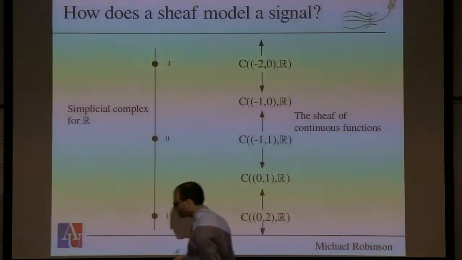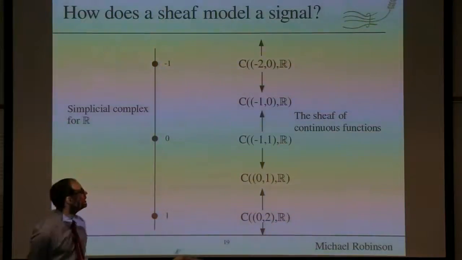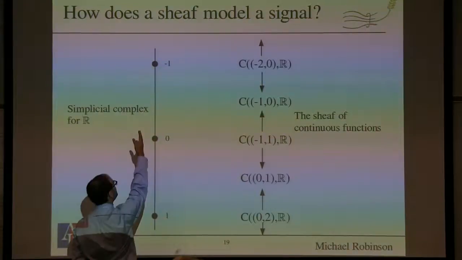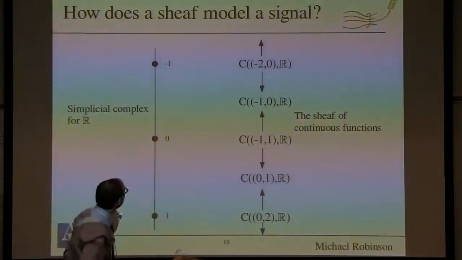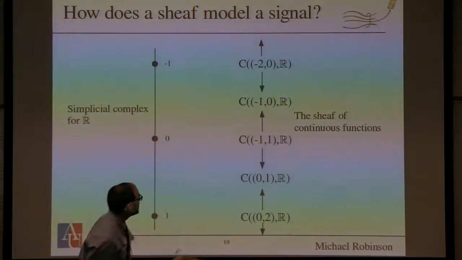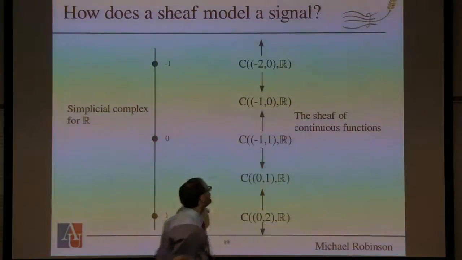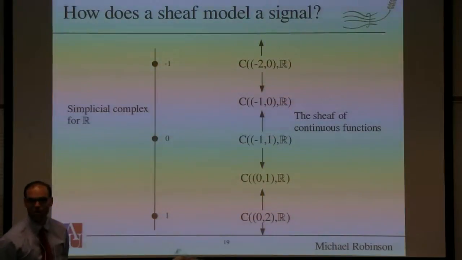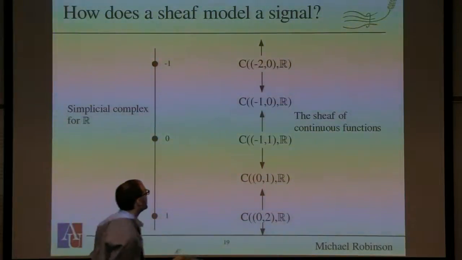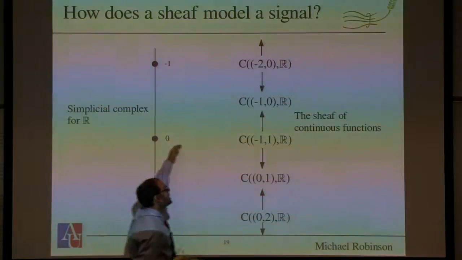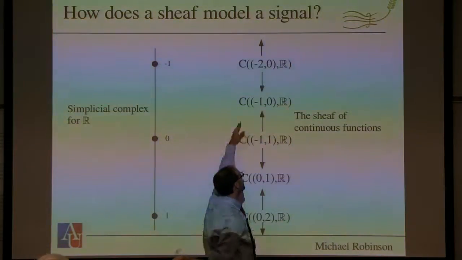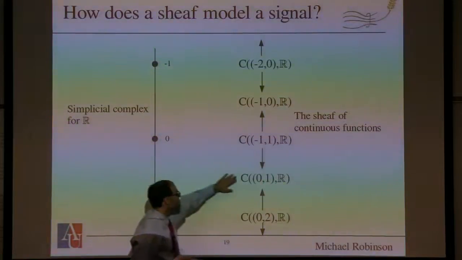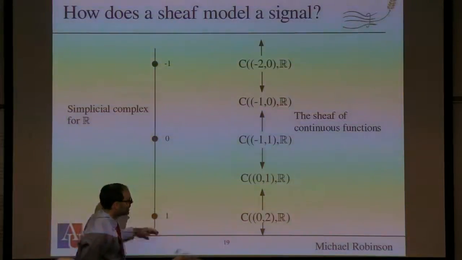So here's a simplicial complex model for a signal. And if I want a continuous signal, for instance, I build a simplicial complex for the real line. Imagine this is going on forever up and down. And I have then, sitting over every vertex and over every edge, some function space, a collection of continuous functions. And sitting over this vertex are functions that are defined over an open neighborhood of that vertex. Here, these are functions defined between 0 and 1, and then et cetera.